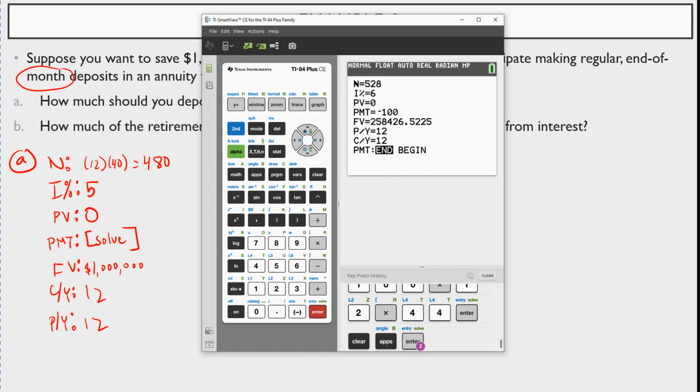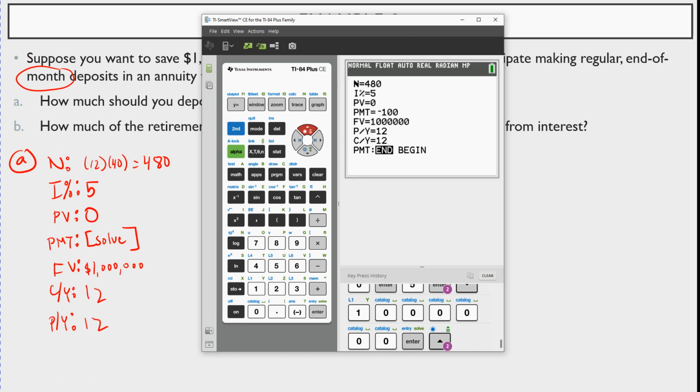Okay, so let's jump right into it. 480 total payments, 5% interest. Present value is zero. I'm looking to solve for payment, so I'm going to leave this alone for now and come back to it. Future value, I want $1 million. And then payments per year, compounds per year is 12.